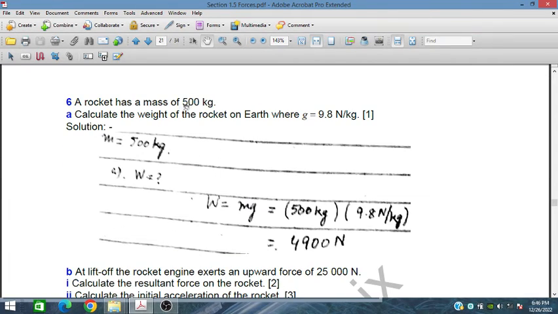A rocket has a mass of 500 kilograms. Calculate the weight of the rocket on Earth when g is equal to 9.8 newtons per kilogram. So weight is equal to mg, 500 kilograms times 9.8 newtons per kilogram. So this is 4900 newtons.